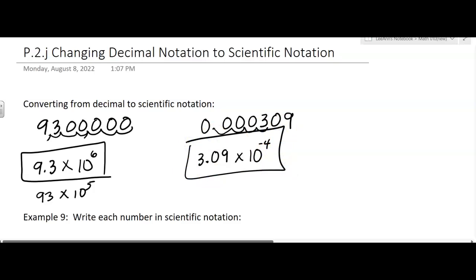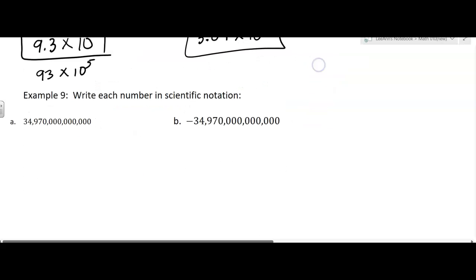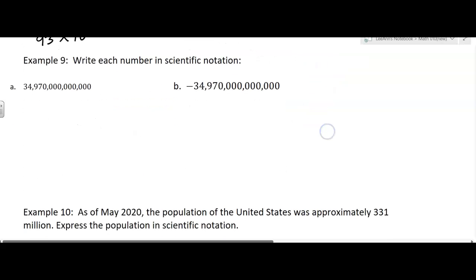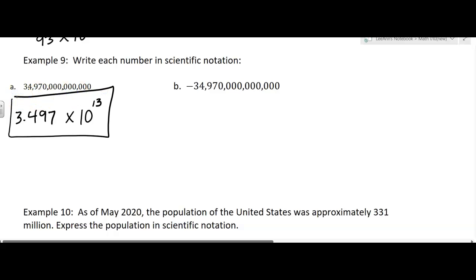Okay. So let's see, write each number in scientific notation. Oh, look at all those zeros. Okay, so it's going to be 3.497. We have to include all the digits that they give us. And then that's 3, 6, 9, 10, 11, 12, 13 times 10 to the 13th. Positive number because that is a big number, far away from 0.